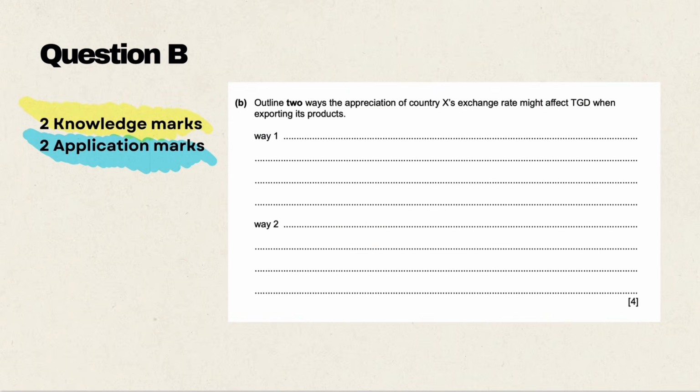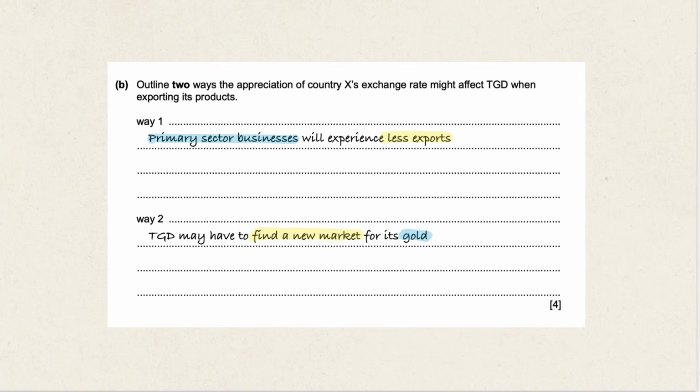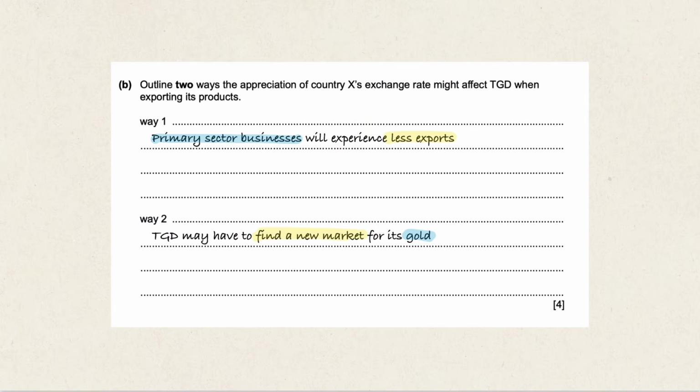For question B, there are 2 knowledge marks and 2 application marks available here. And the allocation is as follows. You get 1 knowledge and 1 application mark per way. And question B is, outline 2 ways the appreciation of country X's exchange rate might affect TGD when exporting its products. Way 1. Primary sector businesses will experience less exports. As primary sector businesses is part of the case study, this is 1 application mark, and less exports is a knowledge mark. And for way 2, TGD may have to find a new market, which is our knowledge mark, for its gold, which is our application mark.